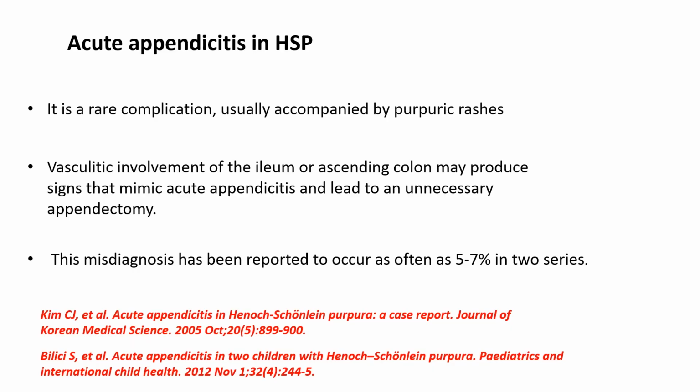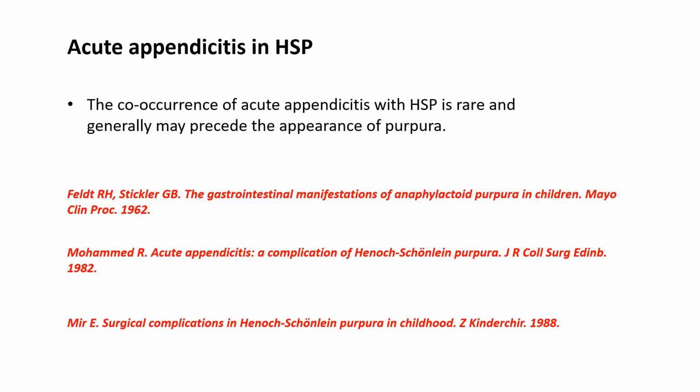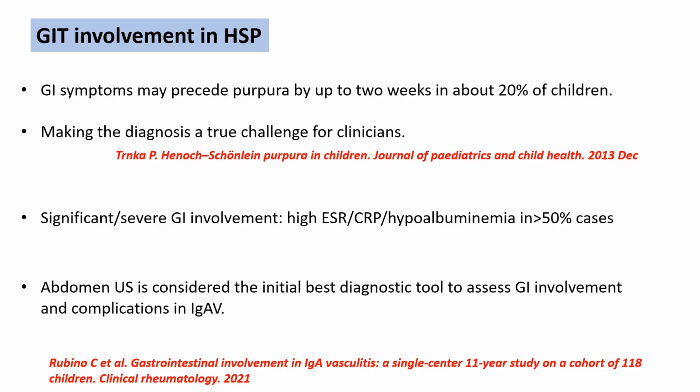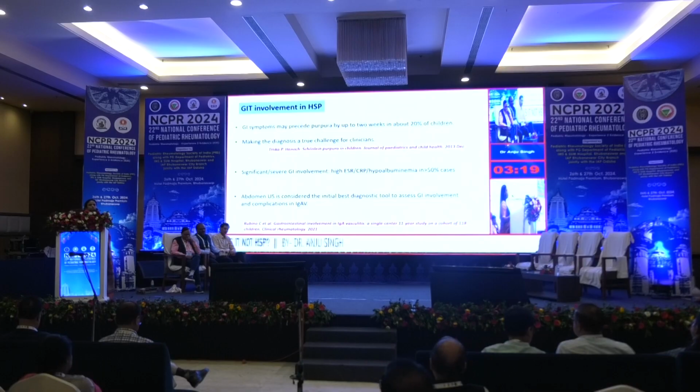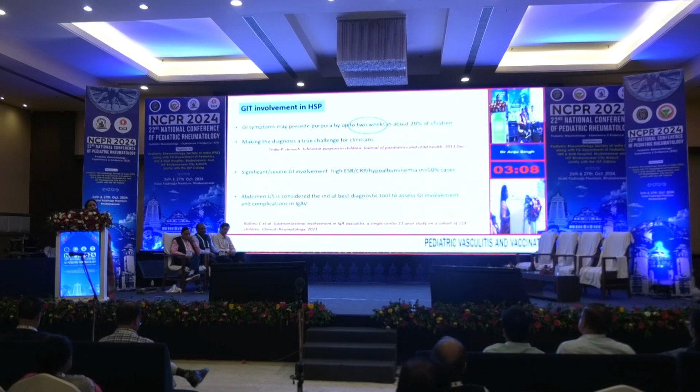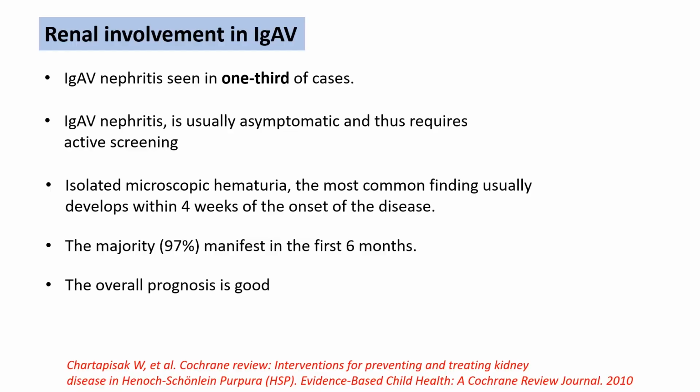So sometimes acute appendicitis can also be a presentation, but what the literature says is that most of the time they have simultaneous onset of purpuric rashes, but in rare instances they can be absent of those rashes also. So GIT involvement is the second most common organ to be affected, but it can also precede the HSP by 2 weeks in around 20% of the children. Then it can again be a clinical conundrum to diagnose this disease.